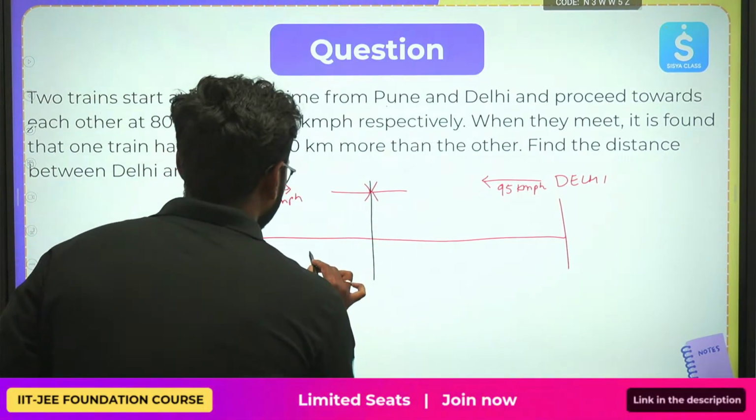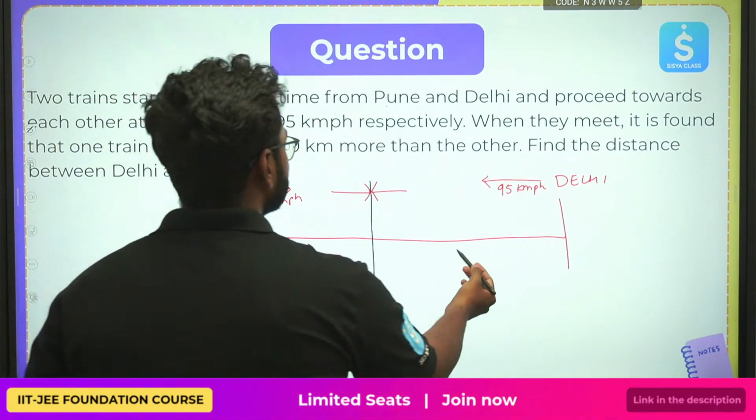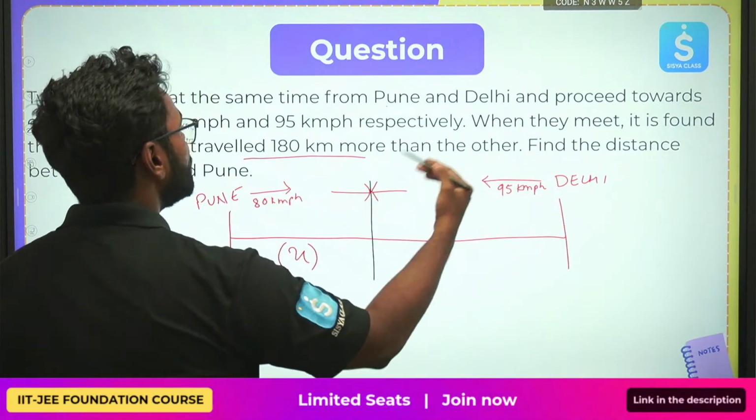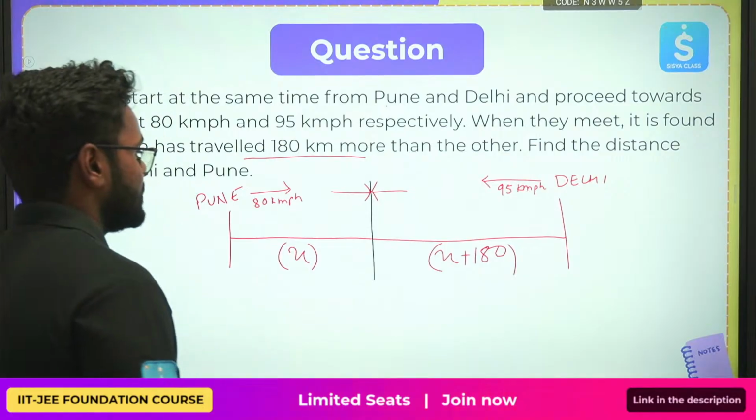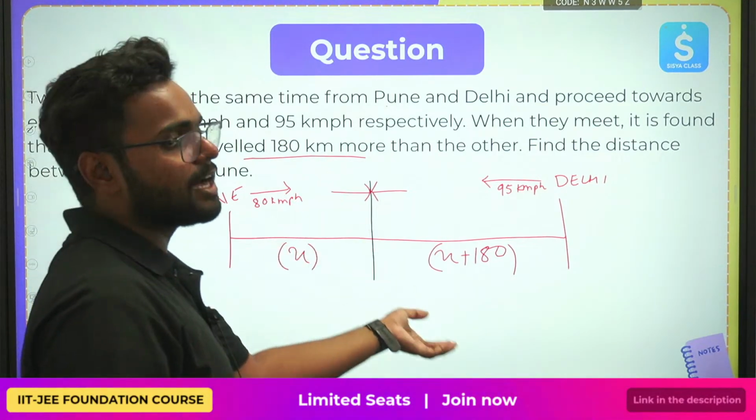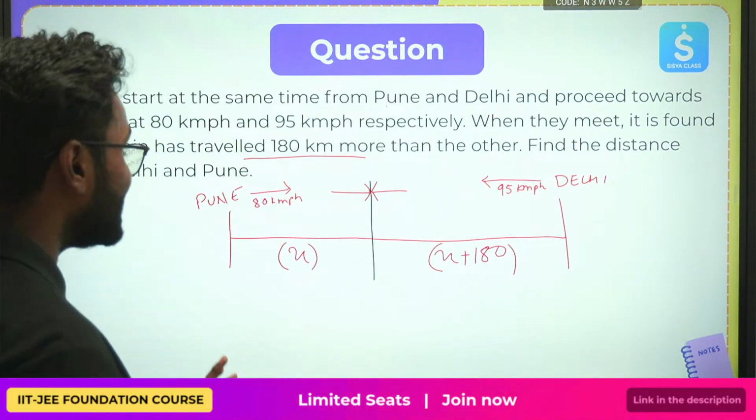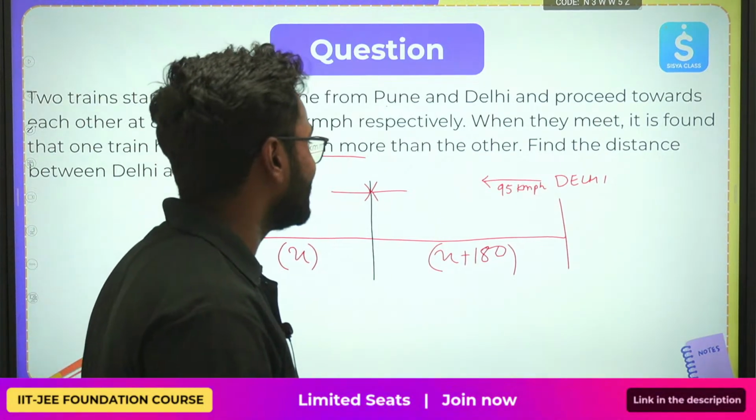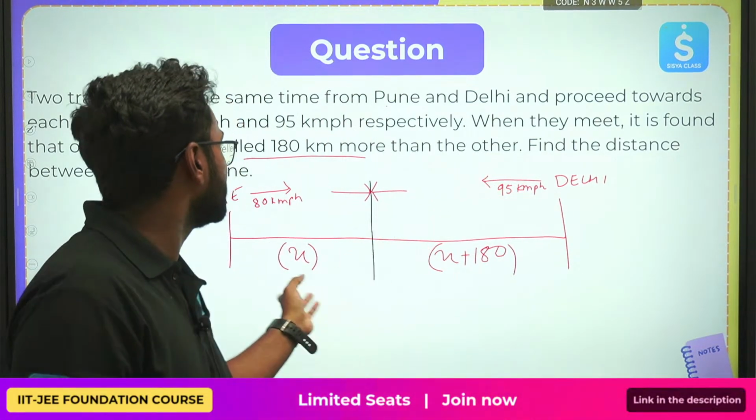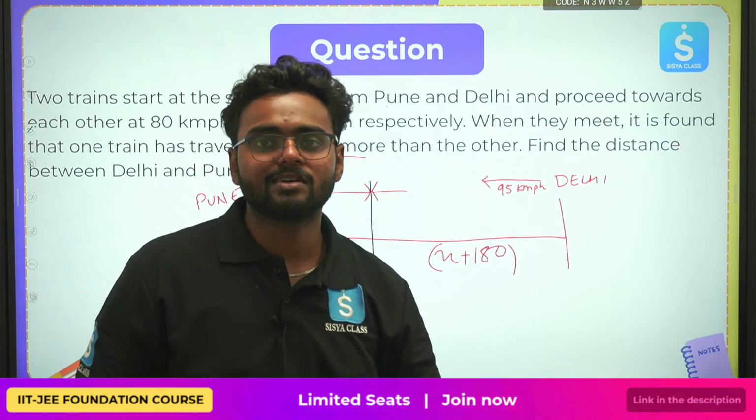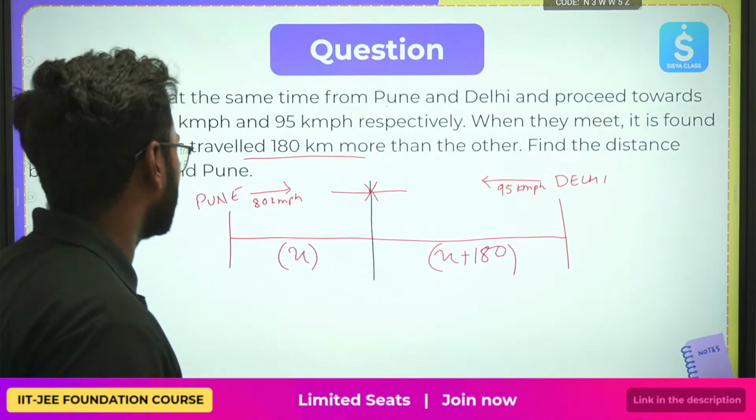Now if you take this distance as x, this train has covered 180 km more than the other, so this should be 180 plus x. Okay, it has covered 180 plus x to reach the same point. Now the second most important thing to remember here is that the time at which they are meeting is the same, right? Even if the Delhi train is meeting the Pune train after some 5 hours, 4 hours, the time is the same. Both are starting at the same time and they're meeting obviously at the same time. So the time would be equal.